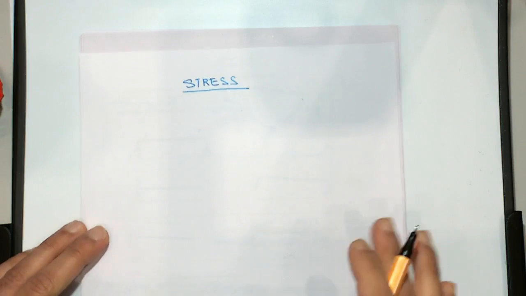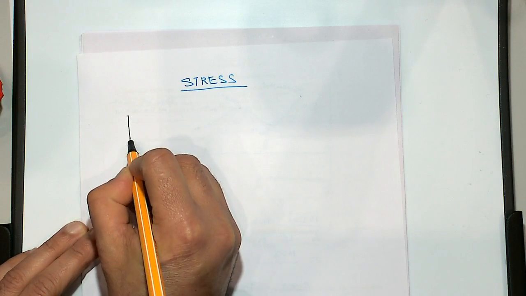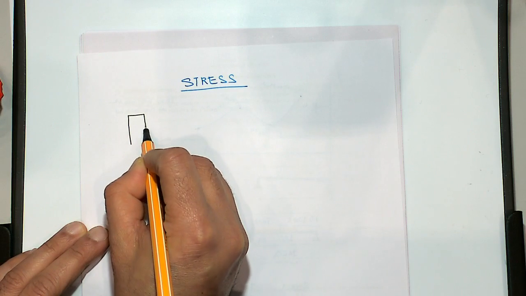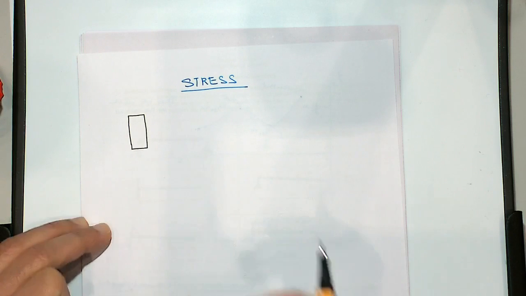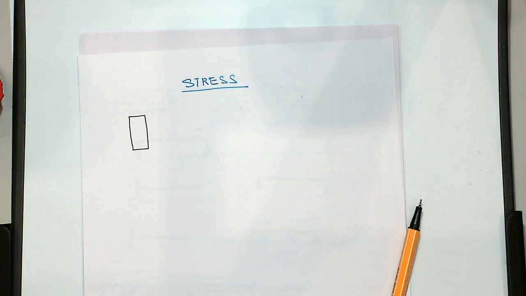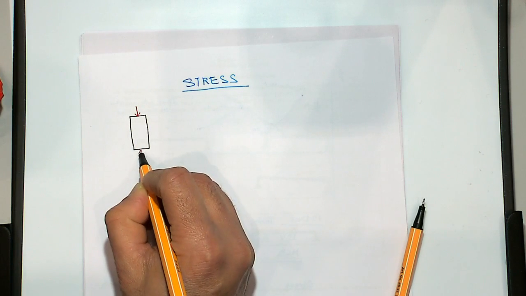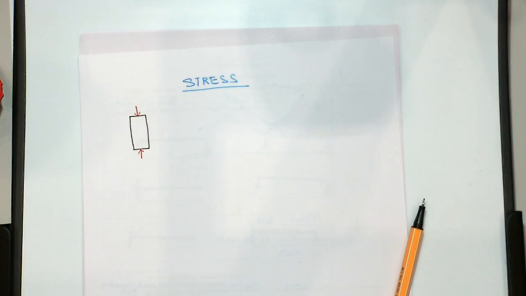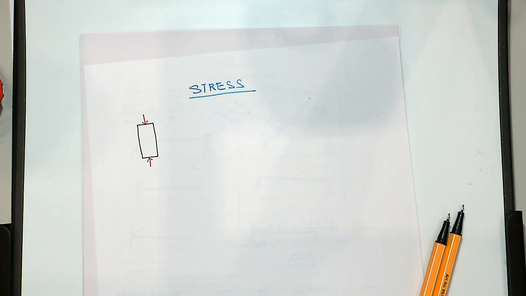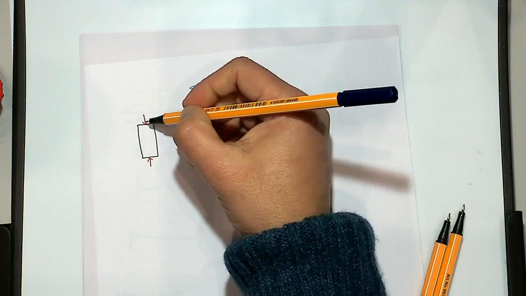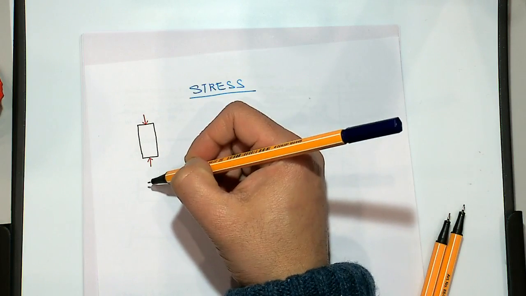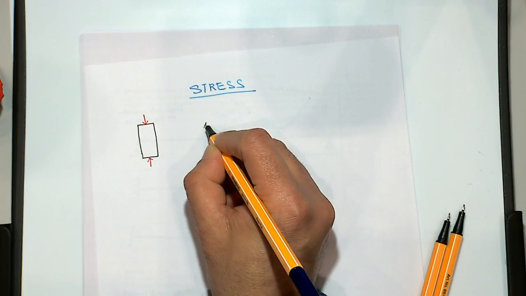So if you have a member like this, and you put a load onto it, then it will generate stress onto that member. And this stress is called axial stress. So it is acting along the axis of this member. So this is called axial stress.